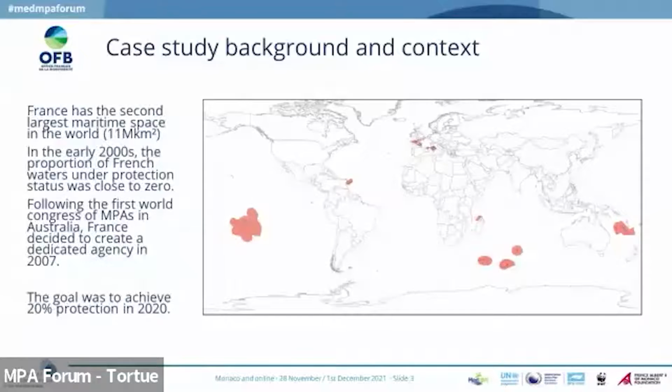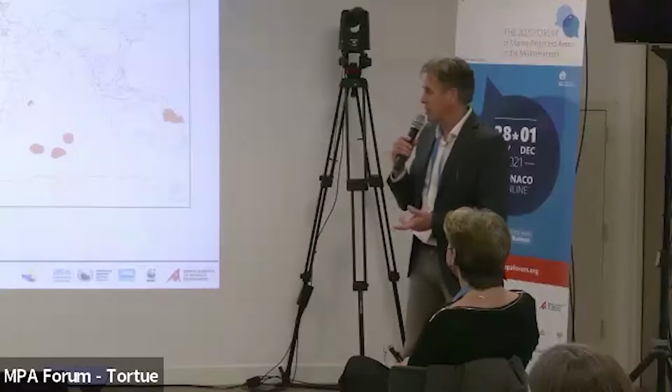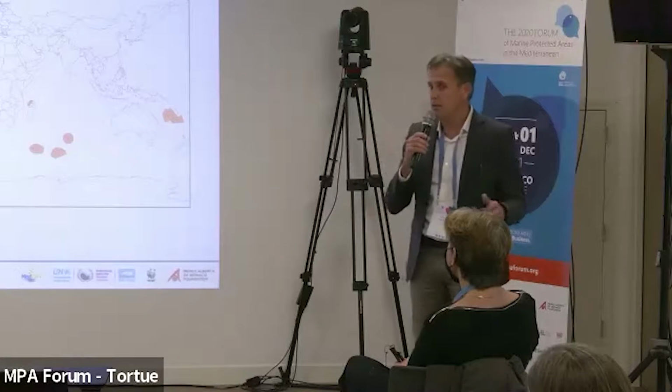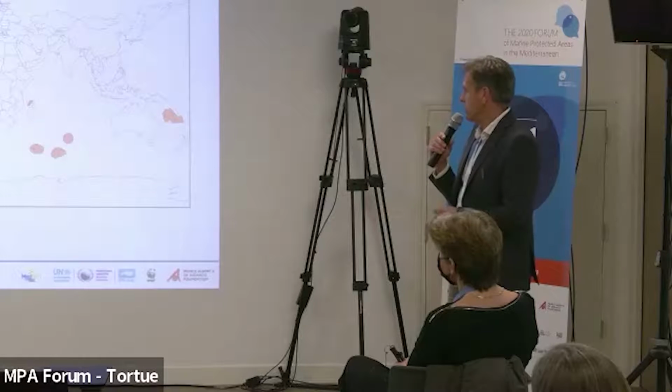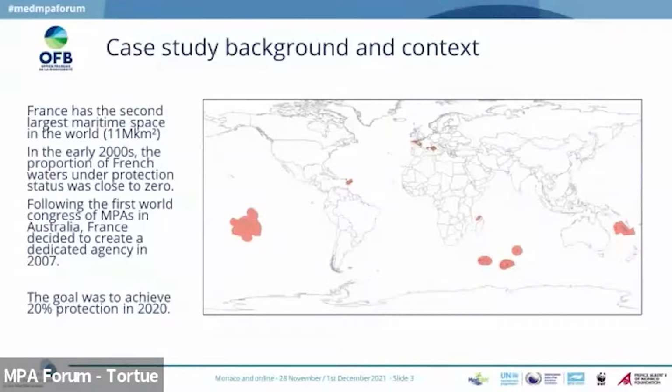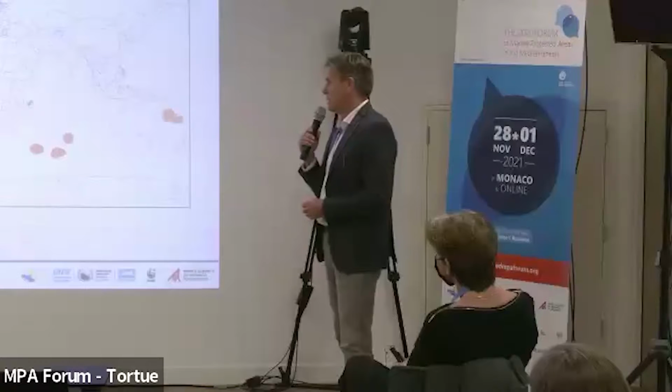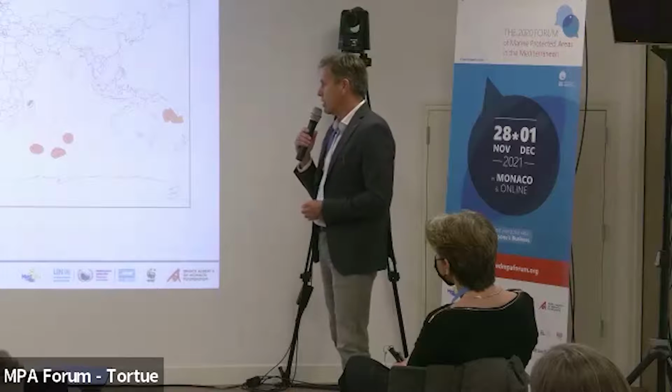Globalement, la France a dû se poser des questions suite au démarrage de la réflexion sur la mise en place des aires marines protégées, bien qu'il y ait eu des cas antérieurs. Le gros de la politique française a débuté dans les années 2007 à peu près, suite au premier congrès sur les aires marines protégées en Australie. Et donc, la France a dû regarder sur ces environ 11 millions de kilomètres carrés comment elle allait structurer son réseau d'AMP. À l'époque, l'objectif était d'atteindre 20% de protection à l'échéance 2020.